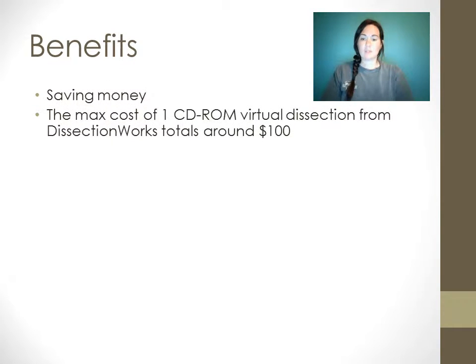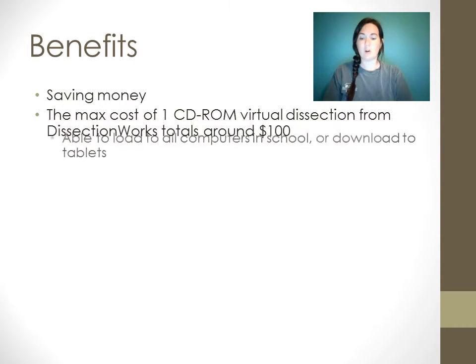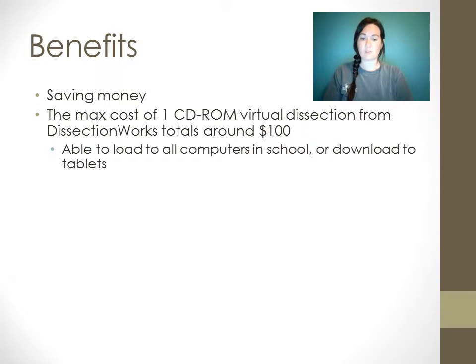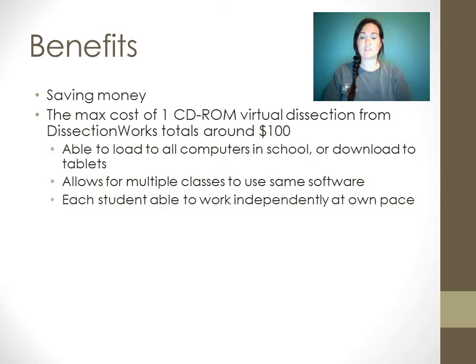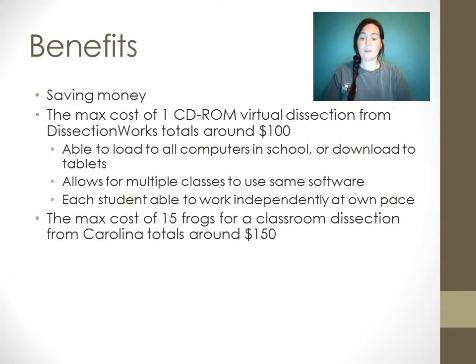With a virtual lab, you can buy a CD-ROM, and the max cost for that is around $100, and these are Dissection Work CDs, which are found at classroom.com, and you're able to load all of this to your computers in the school, and you can also get a download for tablets. And this allows for multiple classes to use the same software, and each student is able to work independently at their own pace. And with a wet lab, you will have to buy about 15 frogs, and that's for a class of 30. And this costs around $150.